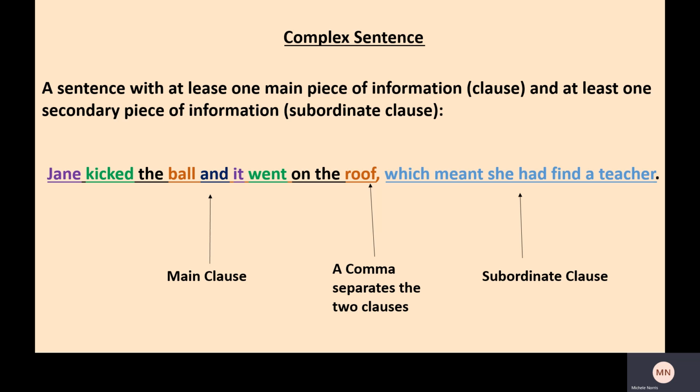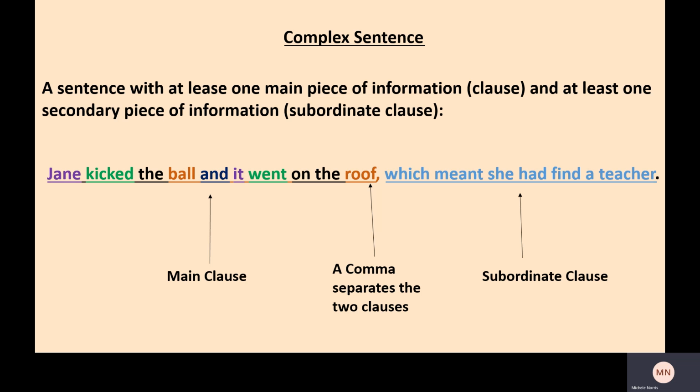So we've got the beginning part, which is your independent clause. Jane kicked the ball and it went on the roof. So all this makes sense on its own. But the second part, you see you've got a comma there which separates it off. The second part, which meant she had to find a teacher, is adding additional information, okay?